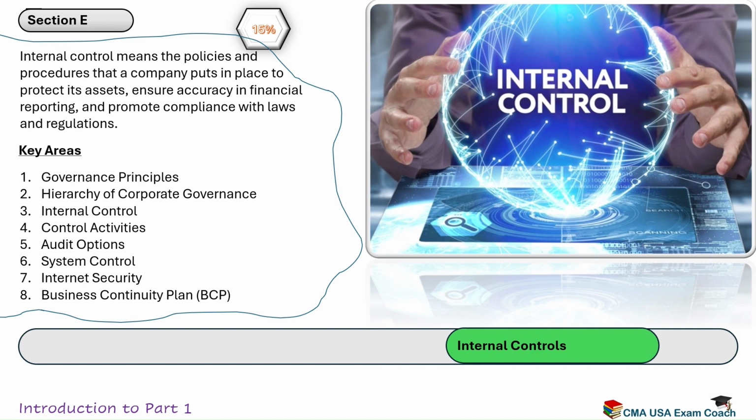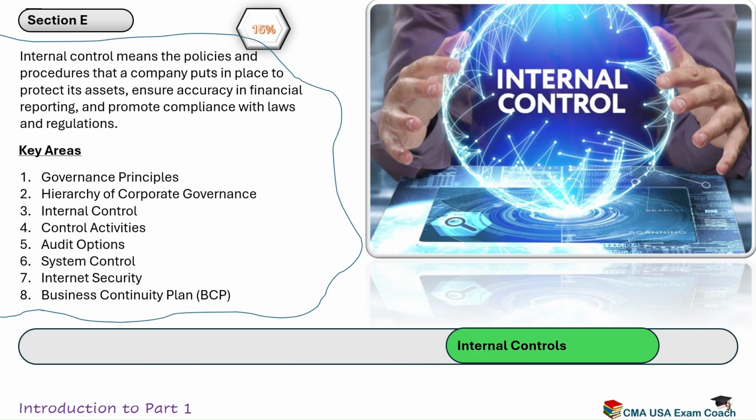Next, audit options. Auditing provides an independent review of the effectiveness of internal controls. Internal audits are done within the organization, while external audits are performed by outside firms. Through this process, weaknesses are identified, recommendations are made, and management can take corrective actions. You'll learn how audit reports help maintain integrity and credibility in financial reporting.